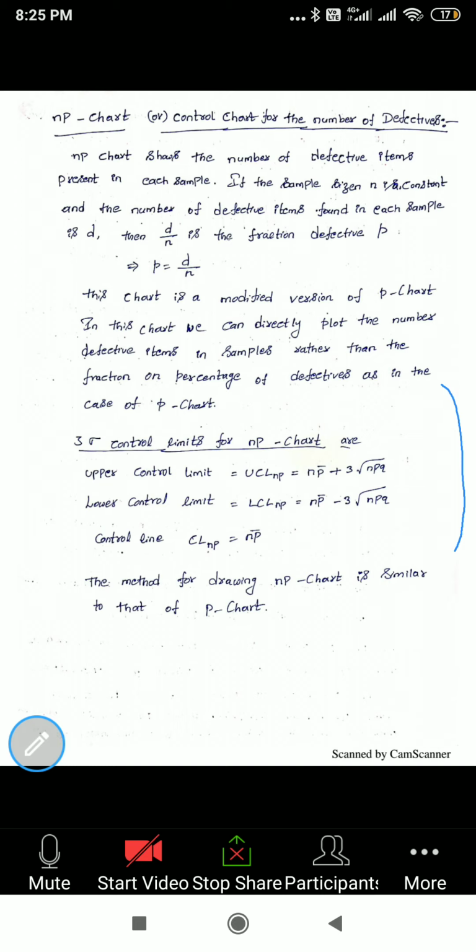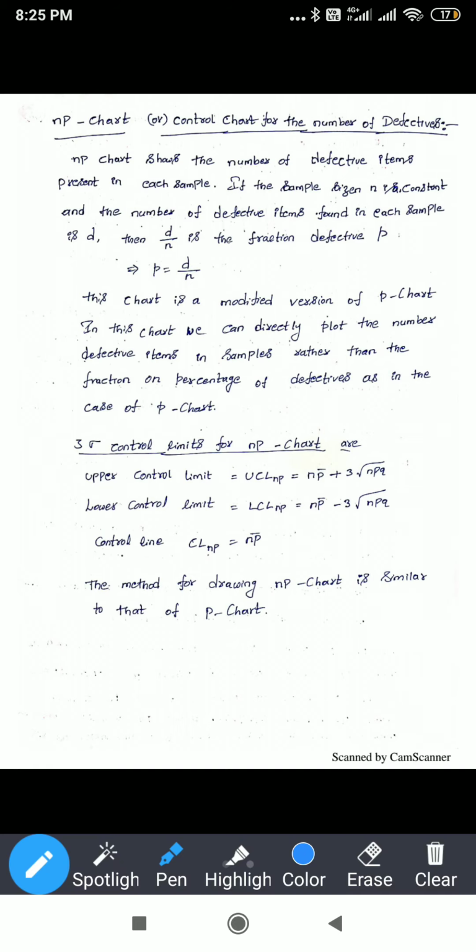Now come to the second chart, that is the NP chart, or control chart for the number of defectives. See, the NP chart shows the number of defective items present in each sample. If the sample size n is constant and the number of defective items found in each sample is d, then d by n is the fraction defective p. So p is equal to d by n. Here n is a constant, that is the sample size.